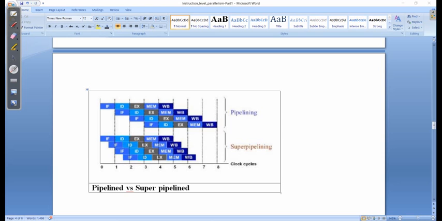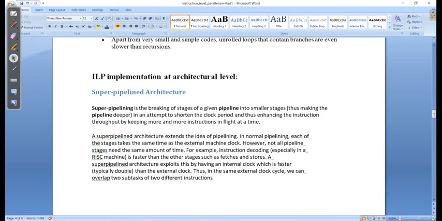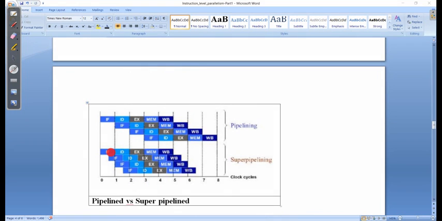But in super pipelining, if you look into this portion of the diagram, you can see that an instruction fetch stage overlaps with another instruction fetch. And how has this been achieved? Going back to the previous description, instruction decoding is faster than other stages such as fetches and stores. So you have employed an internal clock which is faster than the external universal clock. If the instruction fetch for the previous instruction is complete by this time, then you try to fetch another instruction in the same clock cycle. Super pipelining: pipelining inside pipelining.